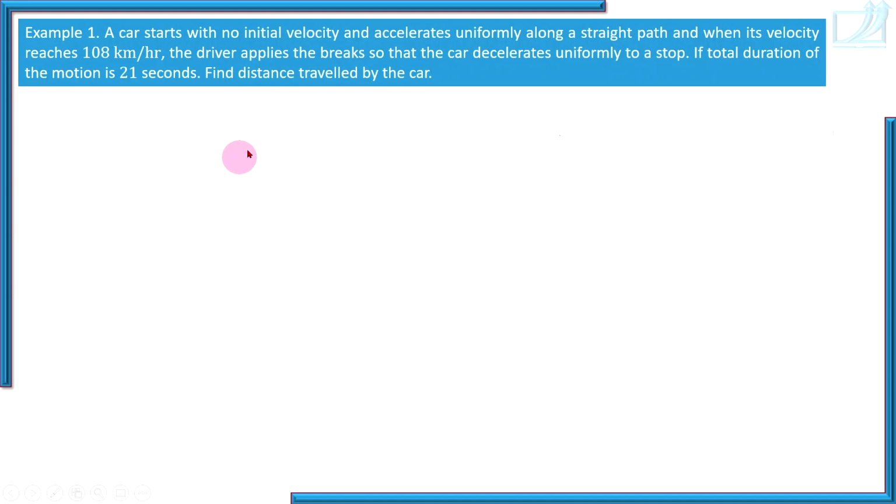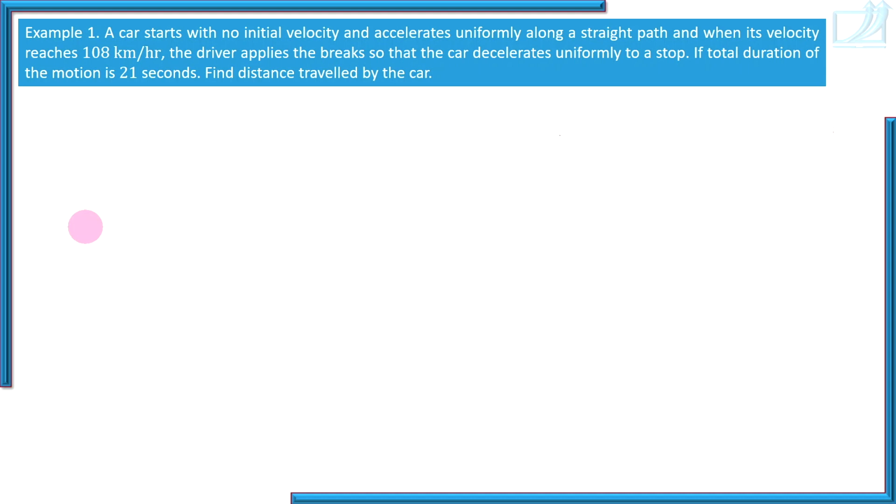Now read this problem. A car starts with no initial velocity and accelerates uniformly along a straight path, and when its velocity reaches 108 km per hour, the driver applies the brakes so that the car decelerates uniformly to a stop. If the total duration of the motion is 21 seconds, find the distance travelled by the car. Okay, now I am going to draw the VT diagram, and then after a few minutes you will get the final answer.